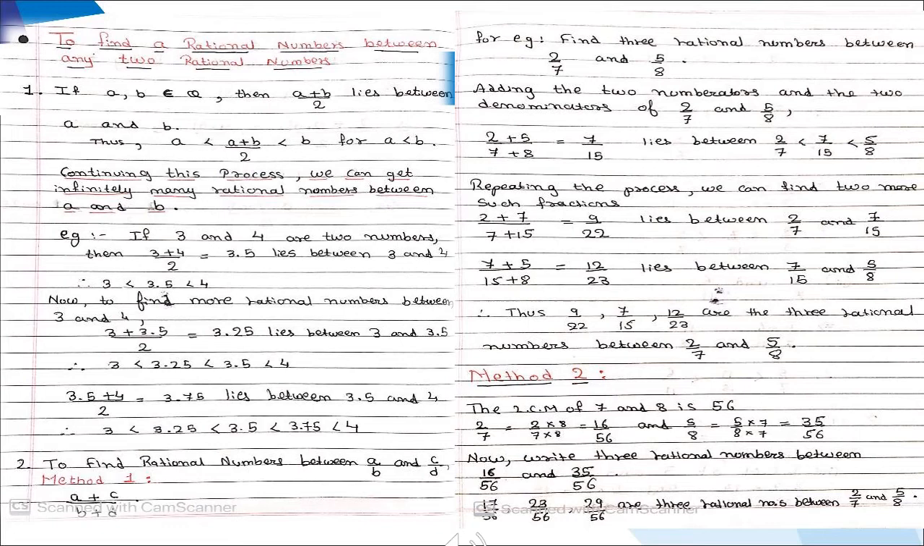So your highest number is 4 and your mid value is 3.5. So add those two, 3.5 plus 4 upon 2, which is 3.75. So you got three rational numbers between 3 and 4 as 3.25, 3.5 and 3.75.